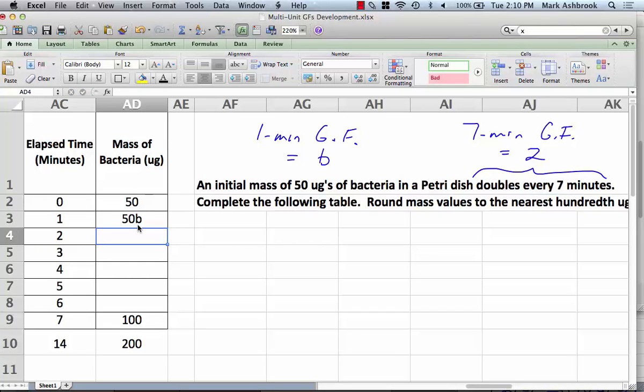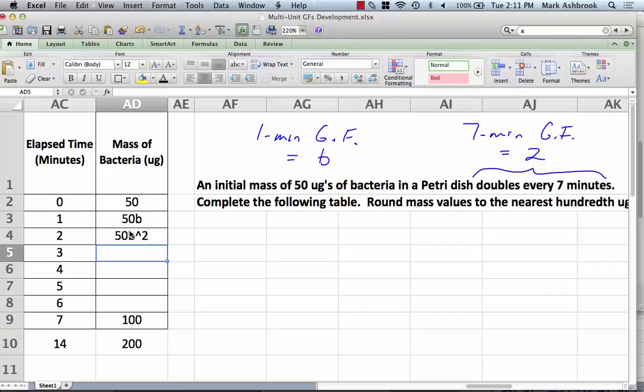That's what the 1-minute growth factor does. It's the multiplier on the output to give you the next output. So you're going to make 50 times B. All right, so what about after 2? How much mass would we have after 2 minutes? 50 B squared, right? We multiply by B again.